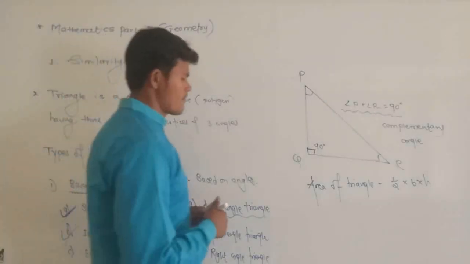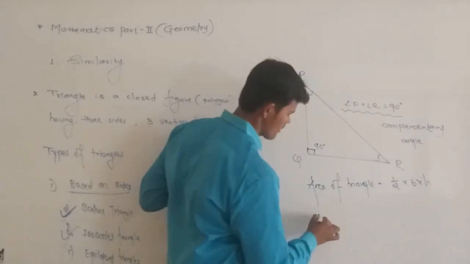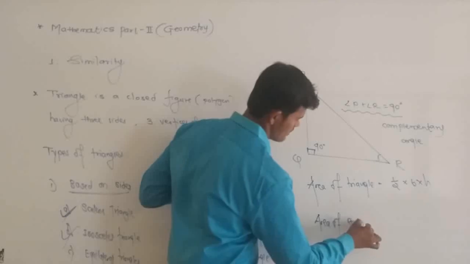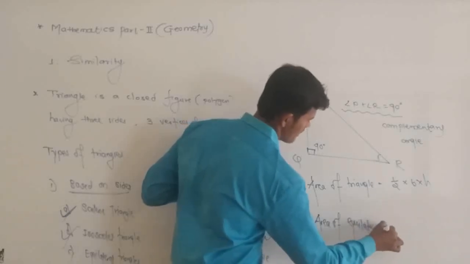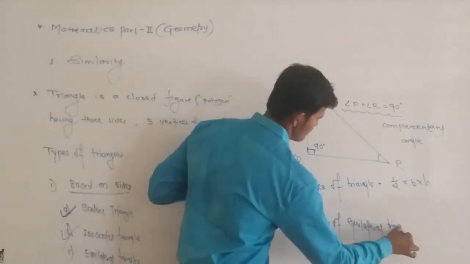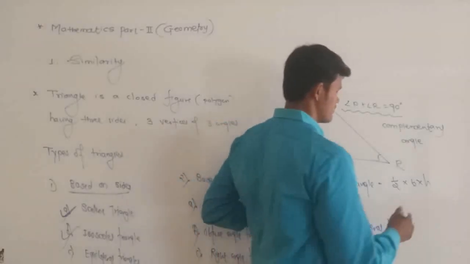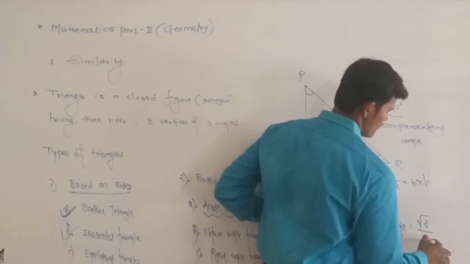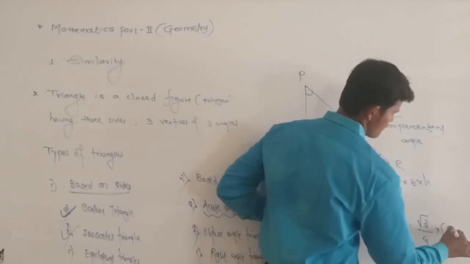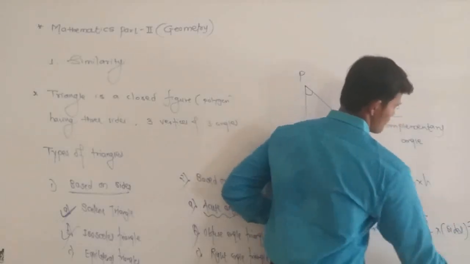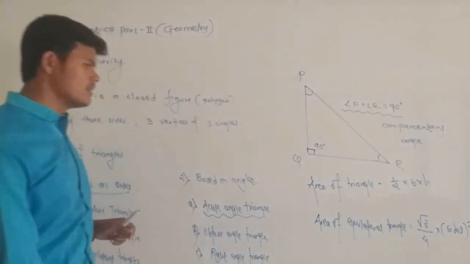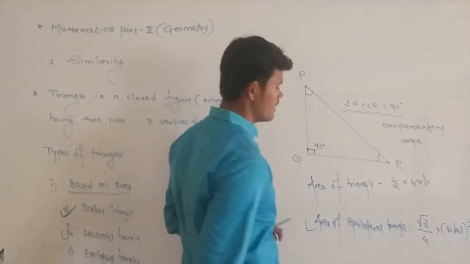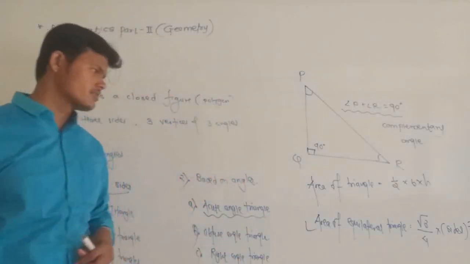So to find the area of an equilateral triangle, its formula is root 3 upon 4 into side squared. How to find the area of an equilateral triangle? The formula is root 3 upon 4 into side squared.